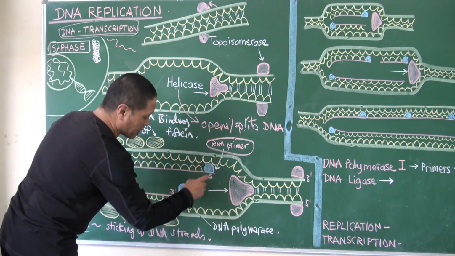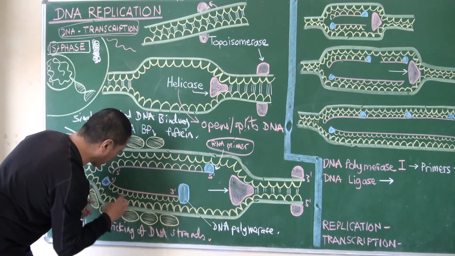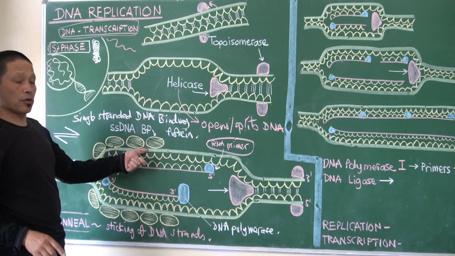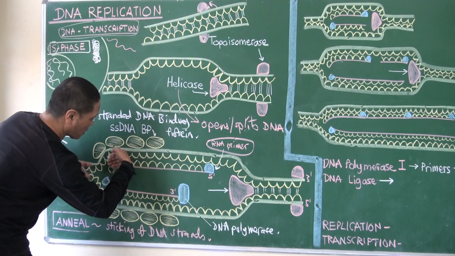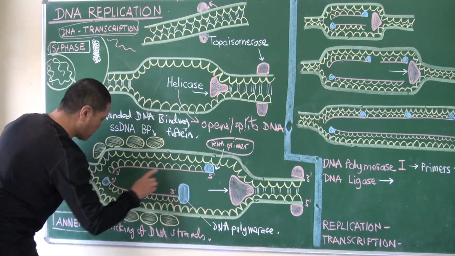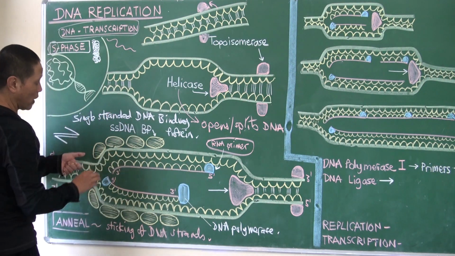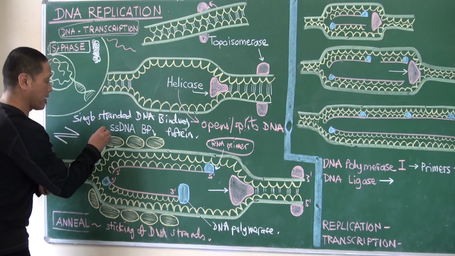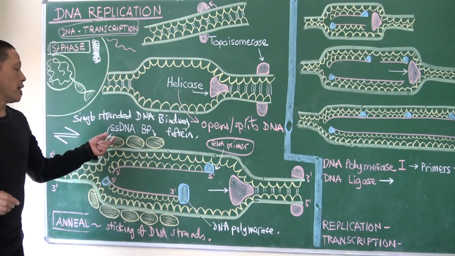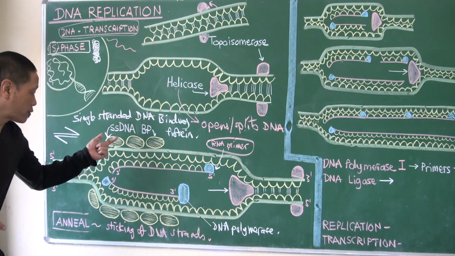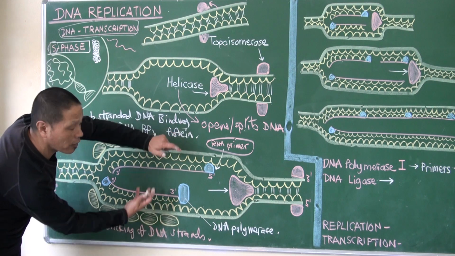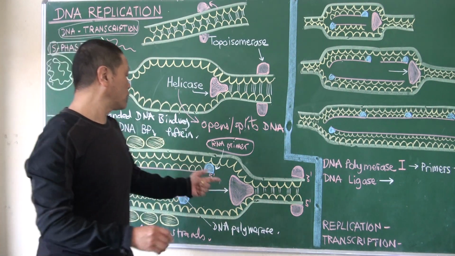And on the bottom strand, we find it moving this way. On the upper strand, we find it moving in the opposite direction, from 5' end to 3' end. The yellow things that you see are ssDNA binding proteins, which hold the strands from falling back. Then we move on here.